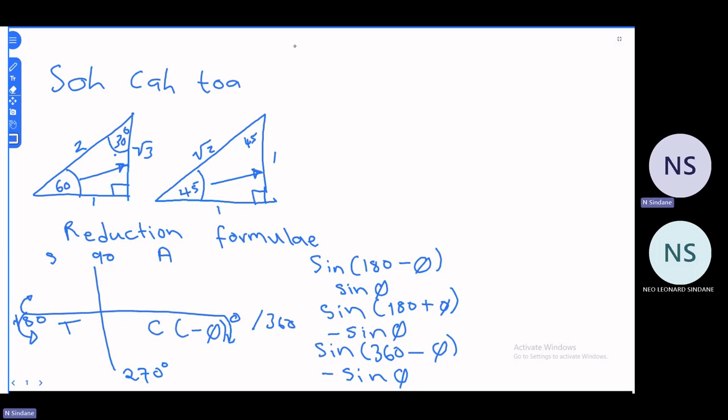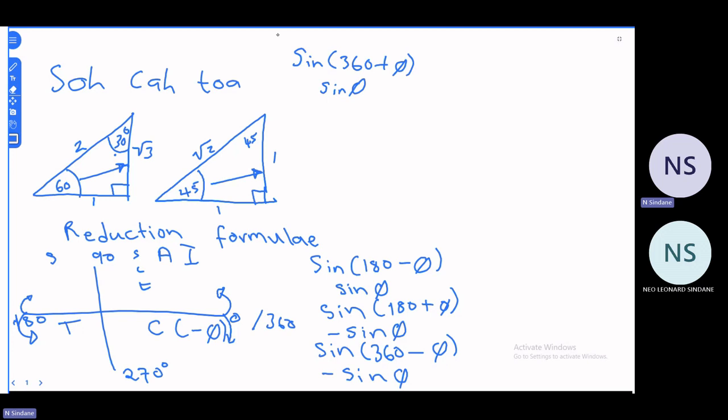So now, what will happen if you say sine of 360 plus theta? Sine of 360 plus theta. In this case, I'm saying sine of 360 plus theta, it means I'm coming this side, right? I'm coming to all, which is quadrant 1. In quadrant 1, all sine, cos, and tan are positive. So in this case, my solution will be positive sine of theta. Right? My solution will be positive sine of theta.